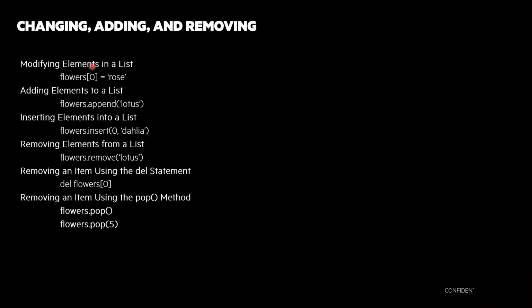How we can modify the data. We saw that we can modify the data by just calling the list name, specifying the indexes, and then giving the new values. We can also call the append. We can also call the insert. We can call the remove. We can delete the entire list itself, and we can do the pop.